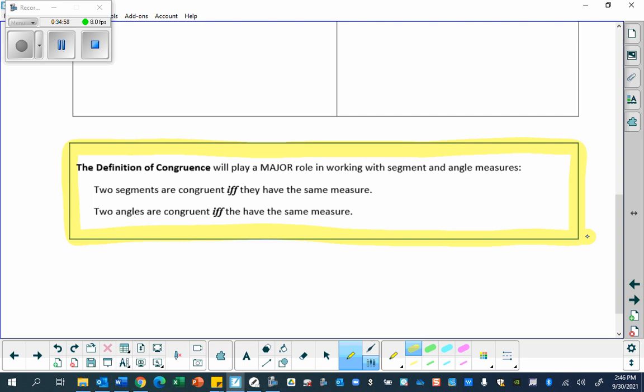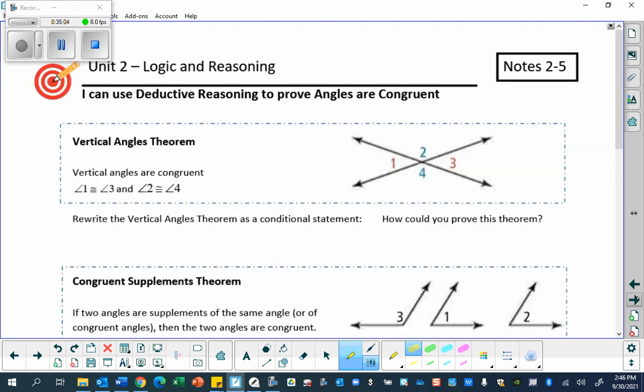Do me a favor and take out notes 2-5 that I left on your table. See if you can find them. So you don't have to work with the window.